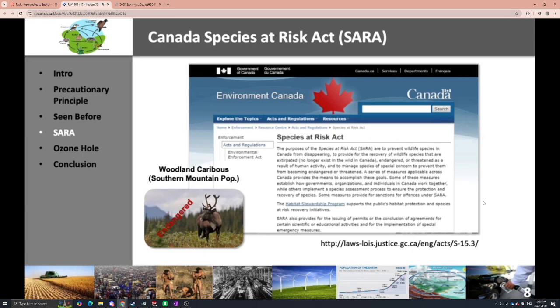Now, why does the possible extinction of a species require a precautionary management approach? The answer, of course, is the irreversibility of losing a species, and society has decided that this is unacceptable. Therefore, everything possible should be done to prevent this from happening.